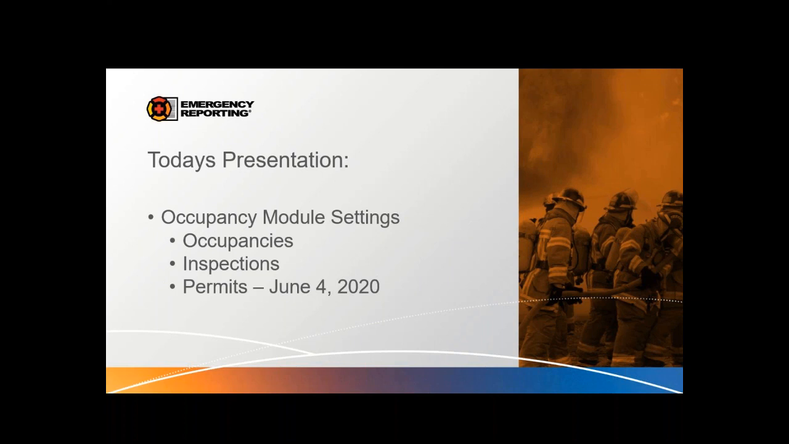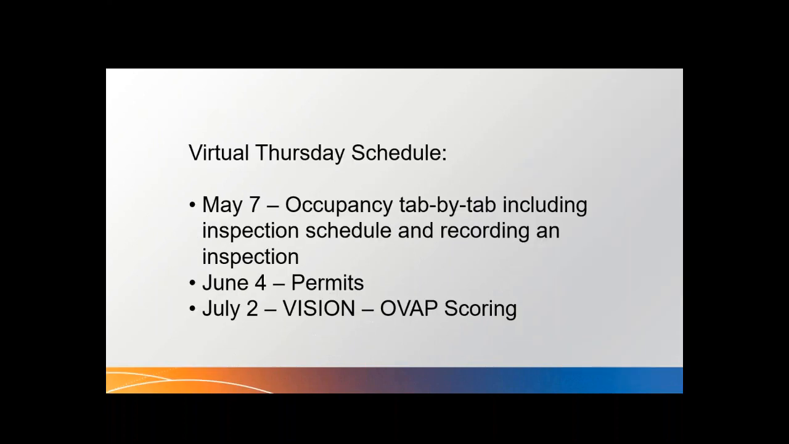We're breaking this up to a schedule that we have. So next month, on May 7th, we're going to do the occupancy tab by tab, including how to generate your inspection schedules and recording an inspection. June 4th, again, we'll be reviewing the permits. And on July 2nd, we will be covering our Vision program, which is our OVAP scoring system.